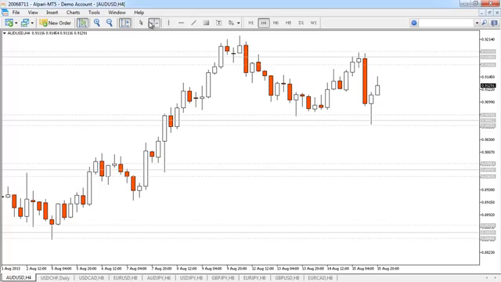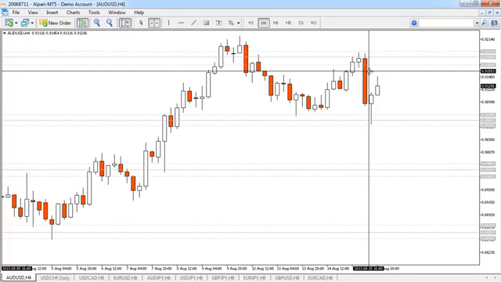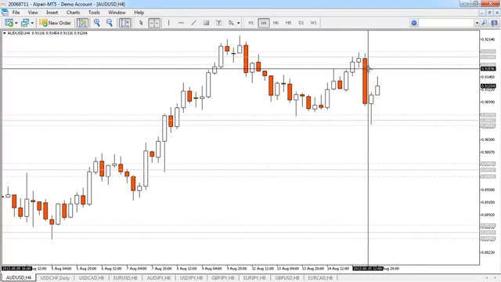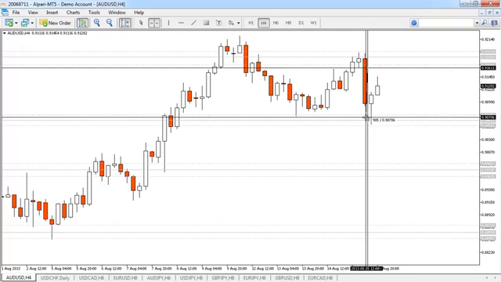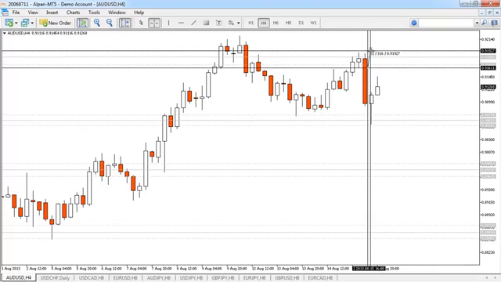So this ended up being quite a nice trade. It was helped along by news, but before the news, the price action was there, and the price action told us to go short here. This trade was worth roughly 90 pips. Stop loss on this trade was about 30 pips.